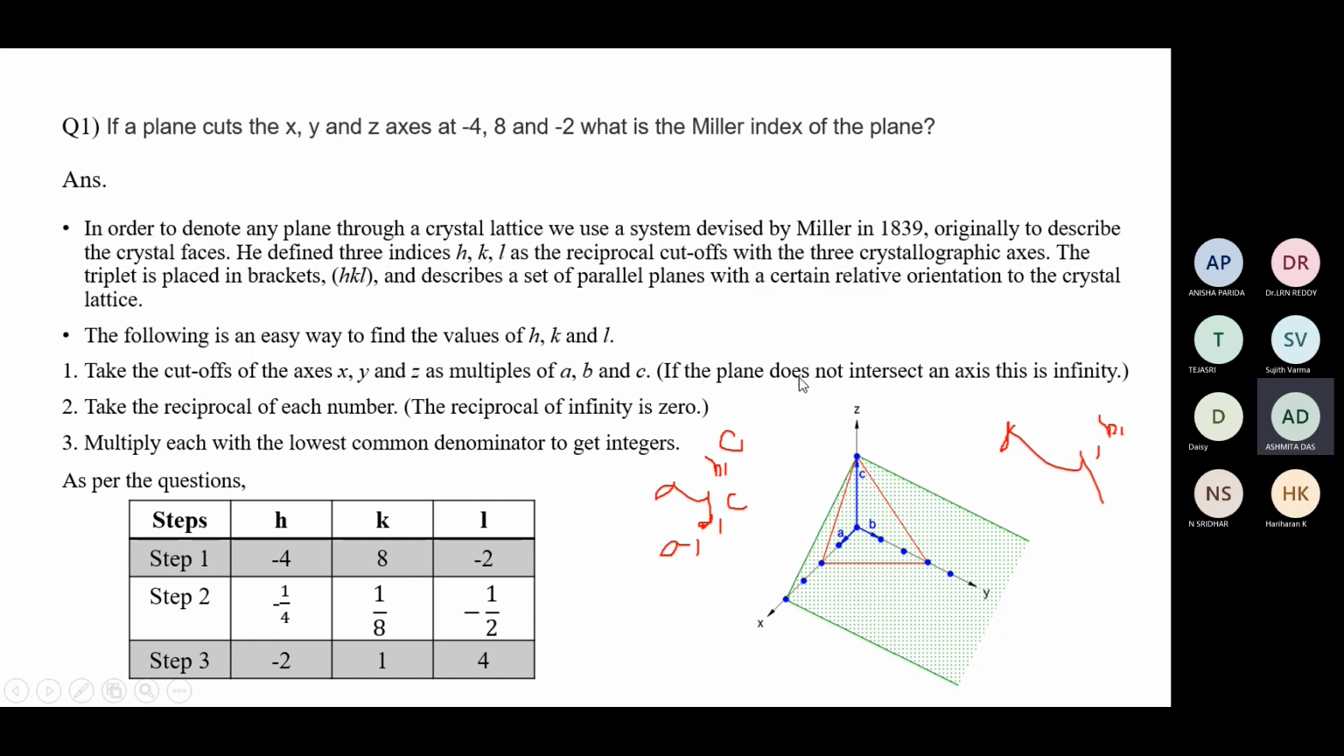This point is very important. Please remember, if the plane does not intersect the axis, this is considered as infinity, and the reciprocal of infinity is always 0. Multiply each by the lowest common denominator to get integers. So here it will be minus 2, 1, minus 4.